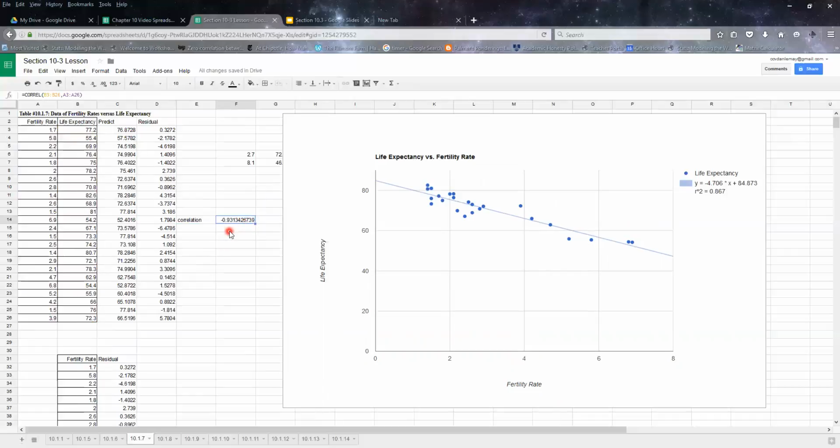Fairly strong negative correlation. Remember what I said in the last video: if we take the square root of this, and because the slope is negative, it will be that number there. So it's looking like a linear model is appropriate to use here. It's a fairly strong association. In fact, the linear correlation between fertility rate and life expectancy is very strong, pretty close to -1.